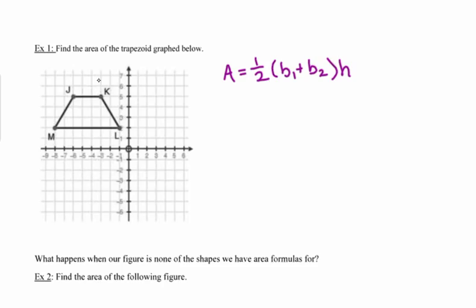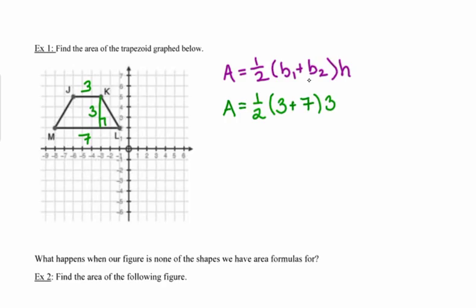So this top base from J to K is 3 units. This bottom base from M to L is 7 units. And the height, remember, has to form a right angle. So that height, the distance between the two bases, is 3 units. So I'm simply going to go to my formula, and then for the first base, I'm going to substitute a 3. For the second base, I'm going to substitute a 7. And then for the height, I'll substitute a 3.